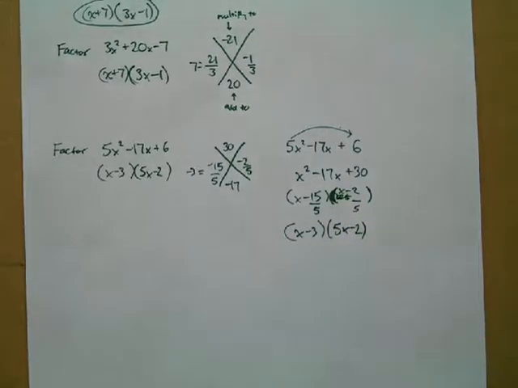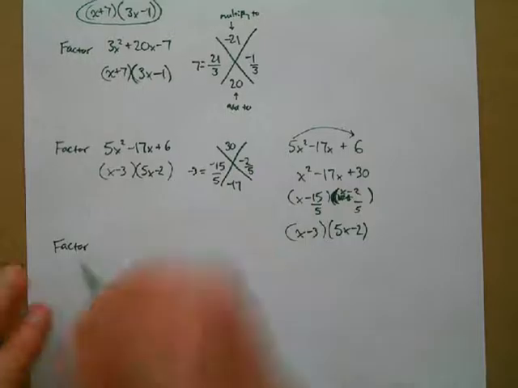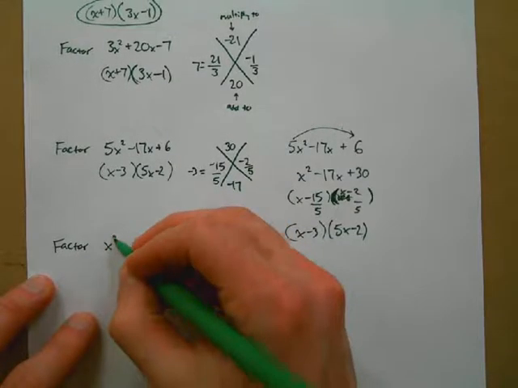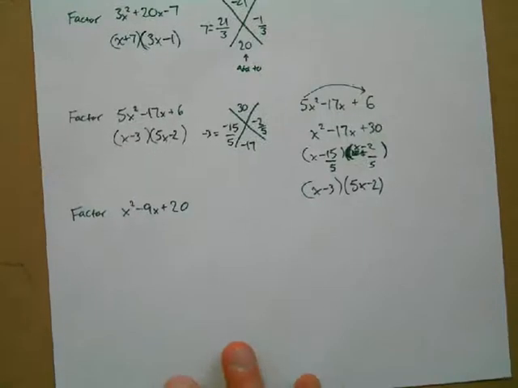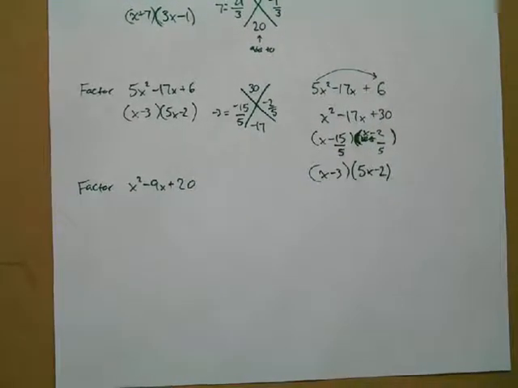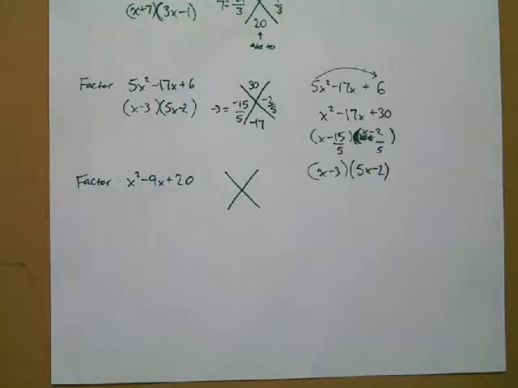Let's try another one here. Let's try to factor x squared minus 9x plus 20. Alright, so now when we go to fill in that magic x, what's our top number going to be? 20, yep. Okay, and the bottom number? Negative 9, yeah. Right, so we, what's that?